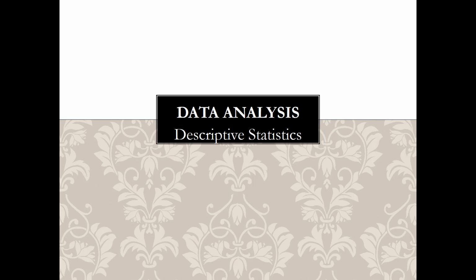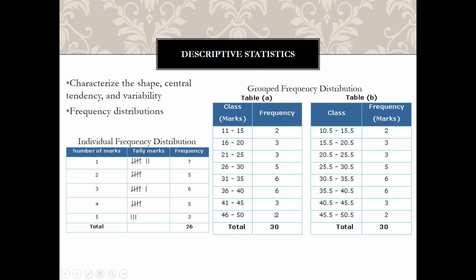This presentation is on the data analysis, specifically the descriptive statistics. These three tables are just examples of how you can represent the frequency distributions. When we talk about descriptive statistics, we're referring to how you can characterize the shape, central tendency, and the variability of data. And these tables are specifically frequency distributions, and there are three different ways you can achieve that.